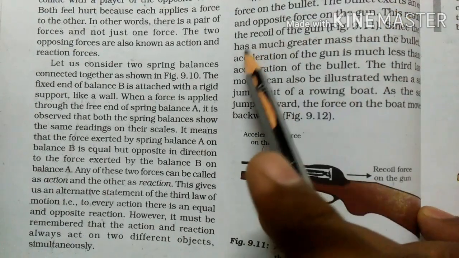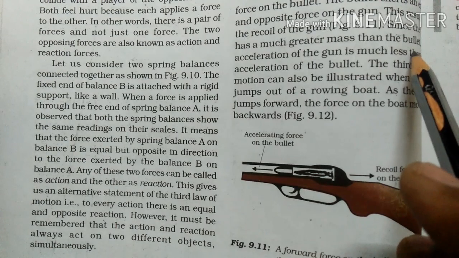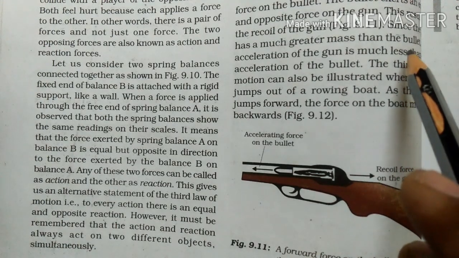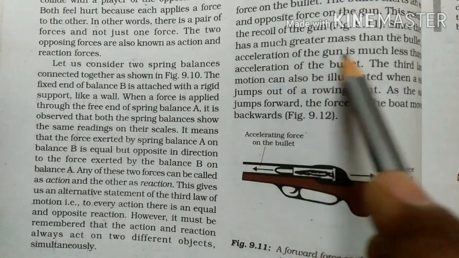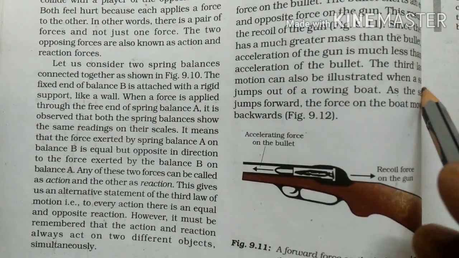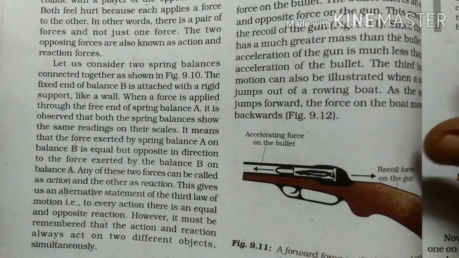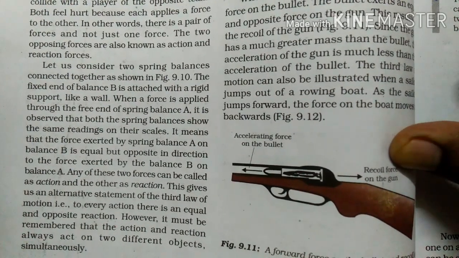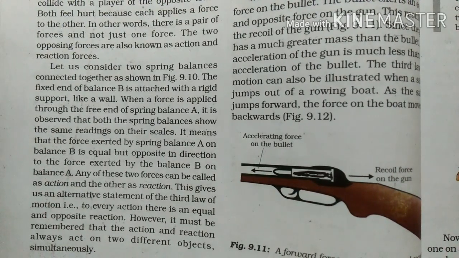Since the gun has a much greater mass than the bullet, the acceleration of the gun is much less than the acceleration of the bullet. Because of the greater mass of the gun than the bullet, the acceleration of the gun is much less than the acceleration of the bullet.